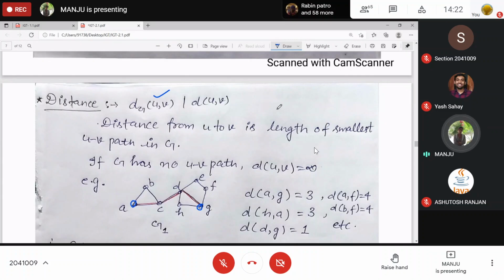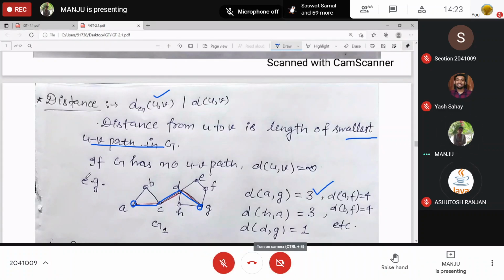And here we are taking unit length for each edge, because this is not a weighted graph. Whenever a weighted graph is given, a different length or weight of each edge will be provided, right? So here we can take unit. So the distance from u to v is the length of the smallest u to v path. Here the smallest A to G path is A, C, D, G, where the length is 3. Understand? Any doubt?